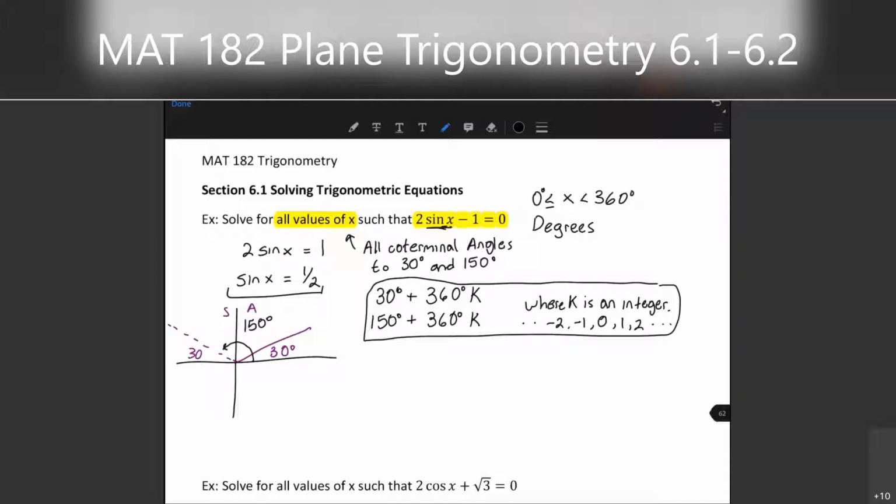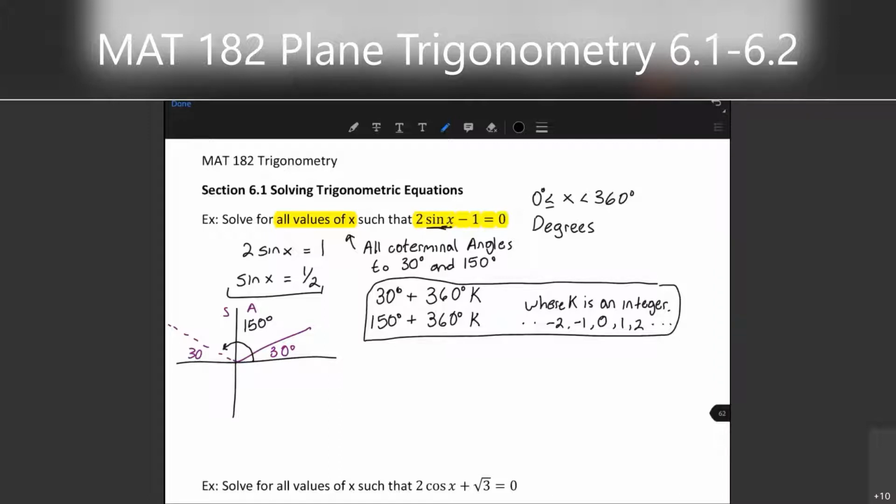Would the answer be like 150 degrees plus 360 degrees K? Right, yep, that would be one part of it, and then the second part we'd want 30 plus 360 times K. In the program, it'll have spaces provided to write those components.